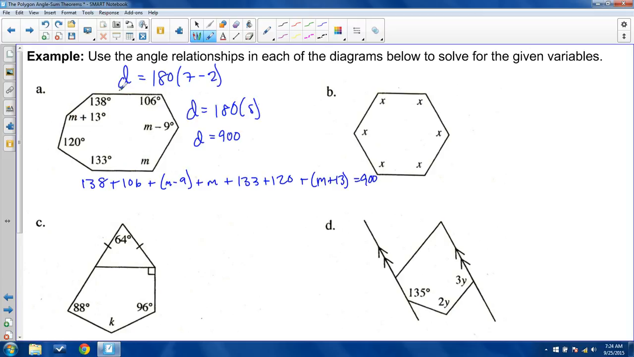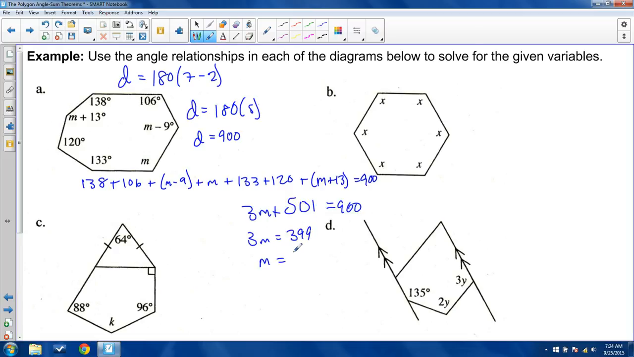We could do that. So combining like terms, let me whip out my calculator for this and do 138 plus 106 minus 9. I'm combining like terms, all the constants, plus 120 plus 13. On the left side, I'm getting 501 for those values. There are 1, 2, 3 m's, so that's 3m plus 501 equals 900. Subtract 501, 3m equals 399, and divide by 3.